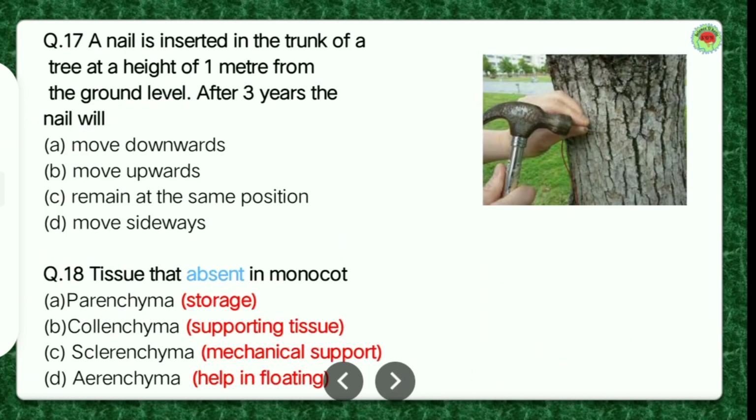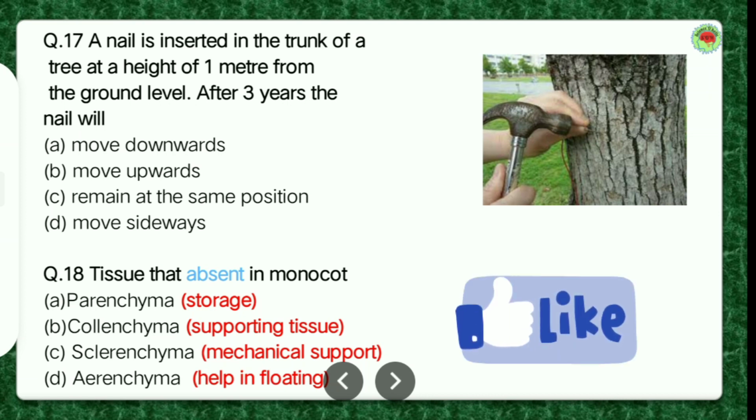Question number 17. A nail is inserted in the trunk of a tree at a height of 1 meter from the ground level. After 3 years, the nail will. Now you know that the growth of the plant is from the apical stem, okay? It's from the tip of the plant. So when we insert any nail in the lower part of the plant, it will not change position. There are 4 options. Option A, move downward. B, move upward. C, remains at the same position. And D, move sideways. So the correct option of this question is C, remains at the same position. When you insert any nail at the lower part of the plant, it will not change.